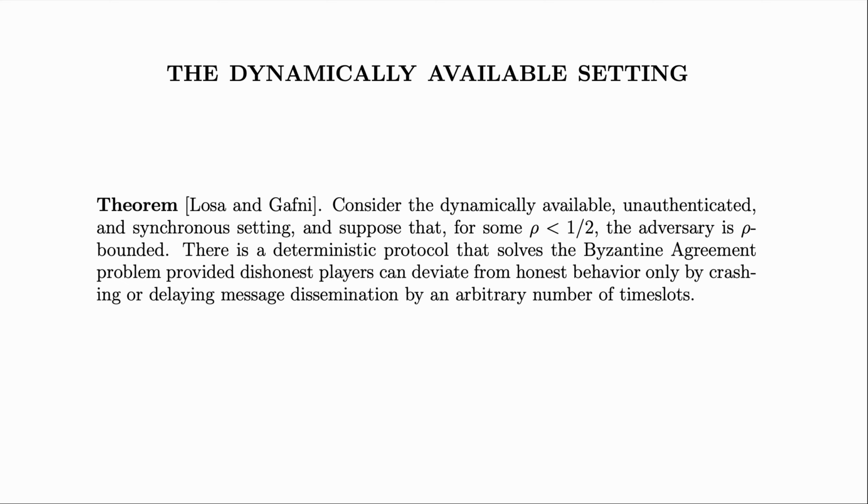Consider the dynamically available, unauthenticated and synchronous setting, and suppose that for some rho less than a half, the adversary is rho bounded. Well, then there is a deterministic protocol that solves the Byzantine agreement problem, provided dishonest players can deviate from honest behavior only by crashing or delaying message dissemination for an arbitrary number of time slots. So we have the negative result for the fully permissionless setting, and now we have a corresponding positive result for the DA setting. It suffices to separate the two settings. And what we'll do in the next video is to sketch this proof. Okay, so I'll see you there.